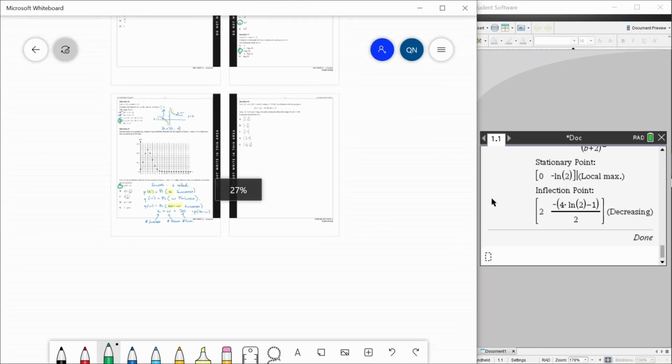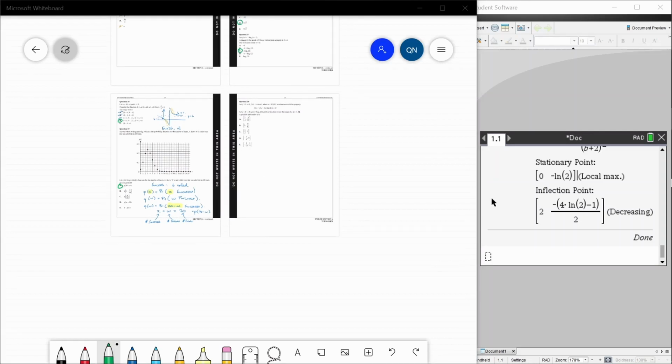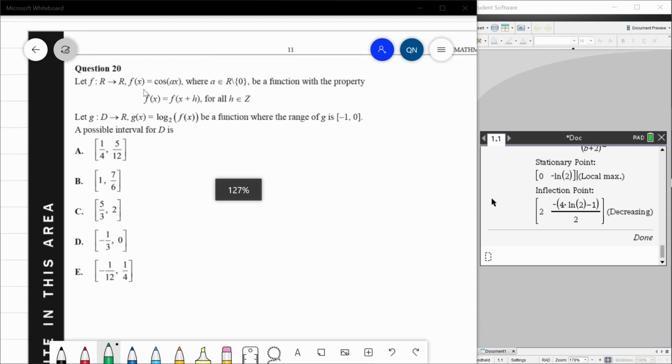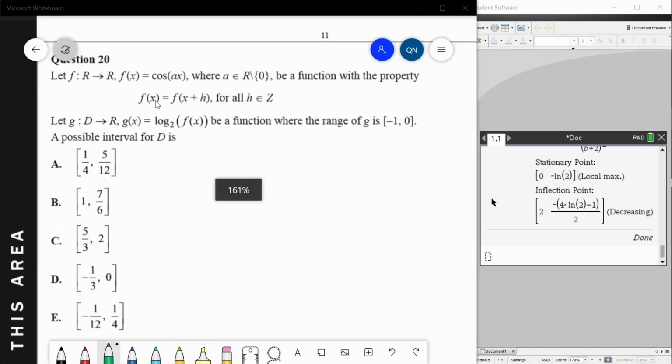So now for the final, probably the trickiest question of this whole exam. f is a cos function. We have a constant in there as well. It's a function with this property: f of x is equal to f of x plus h, and notice h is an integer. So in particular, for all values of x, if you jump forward by an integer, you should get back to the same y value. Or in other words, this function is periodic, so it has an integer period.